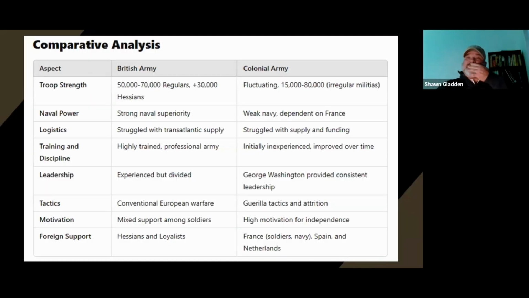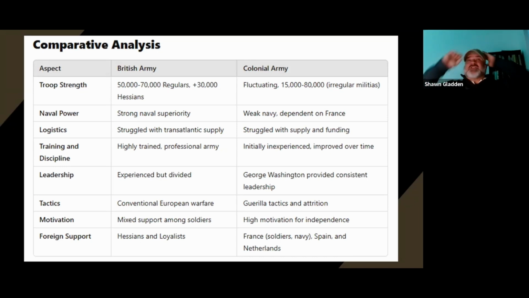And here I kind of put together a comparative analysis to give you an idea. Troop strength for the British was between 50 and 70,000 at any point, with about 30,000 Hessians. The Continental Army all across the continent were basically militias, anywhere between 15,000 and 80,000.